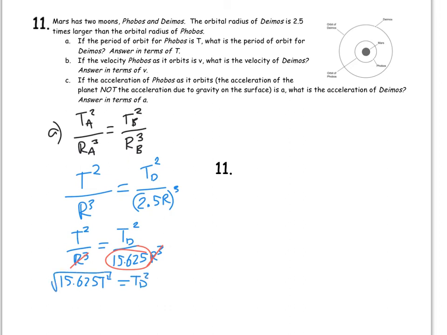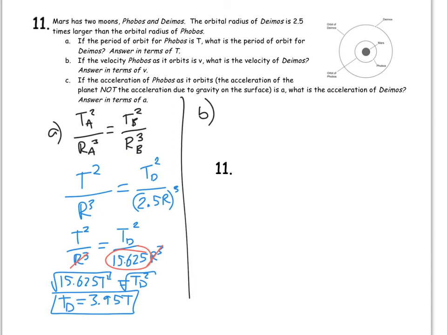So when I take the square root of both sides in order to solve for TD, I find that TD is going to be equal to 3.95 T. So its period of orbit is going to be 3.95 times longer than Phobos.